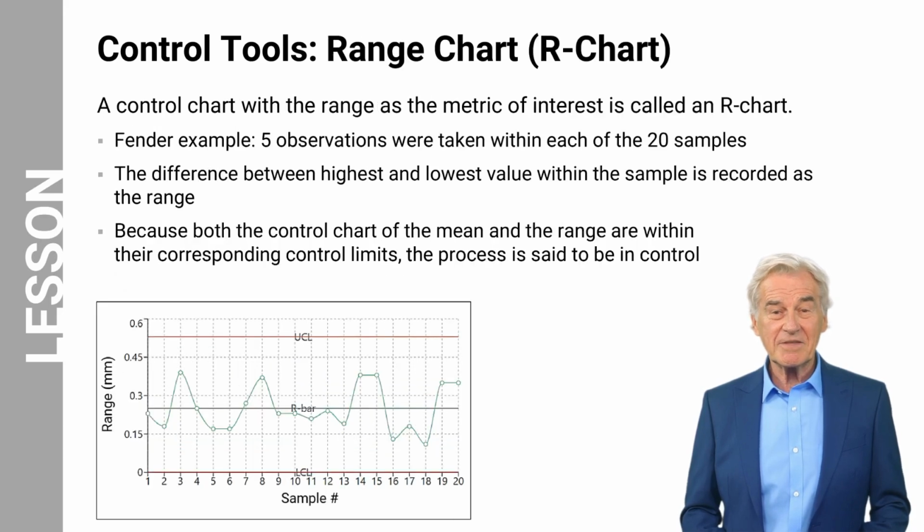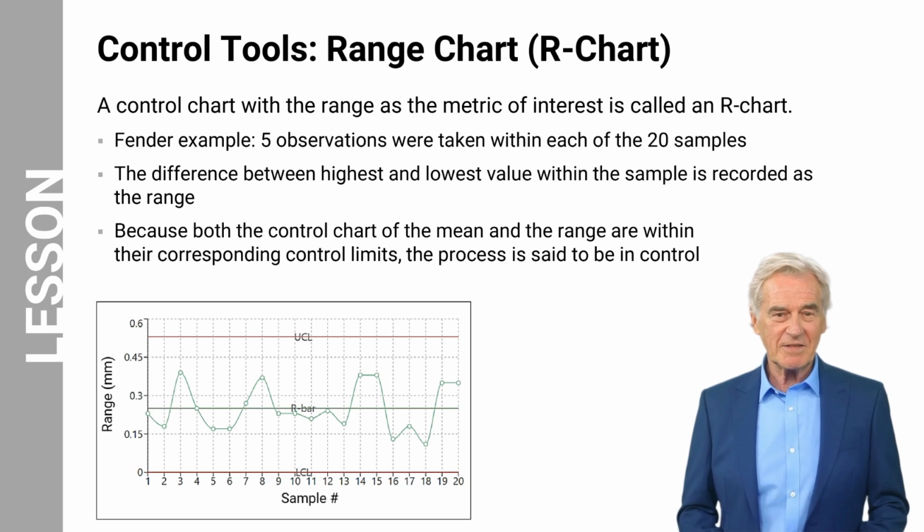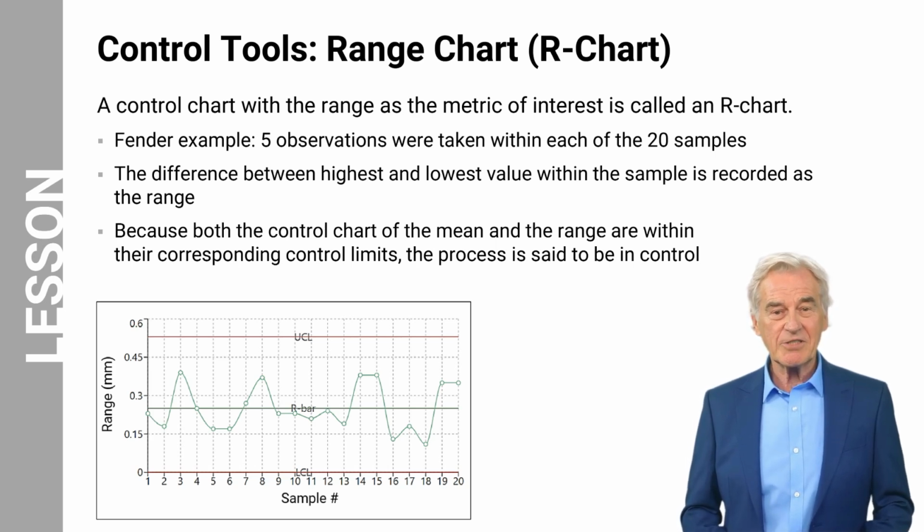Now let us discuss the range chart, or the R chart. A control chart with the range as the metric of interest is called a range chart or an R chart. In this example, the range of each sample is plotted. For example, 5 observations were taken within each of the 20 samples. The difference between the highest value and lowest value within the sample is recorded as range. Because both the X-bar chart and R chart are within their corresponding control limits, the process is said to be in control. Control charts are used to identify out-of-control processes quickly before it becomes a major issue.